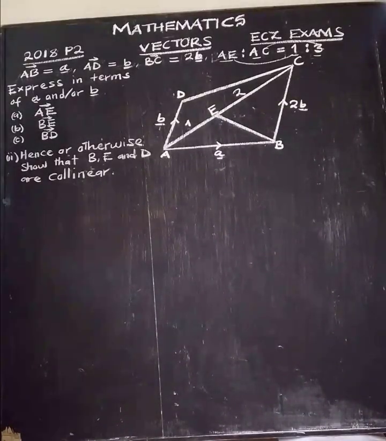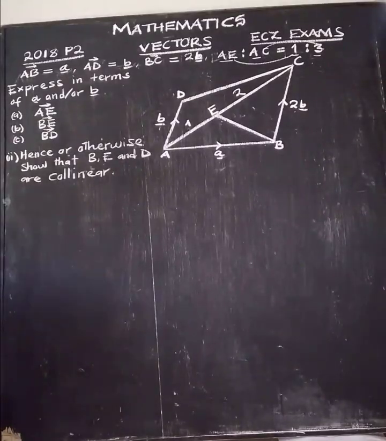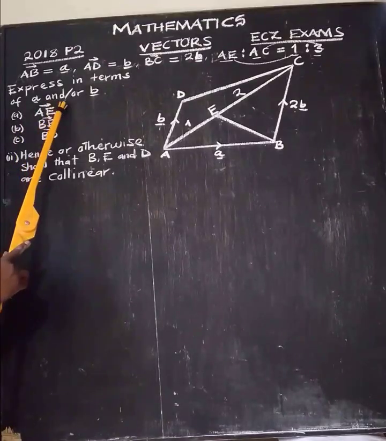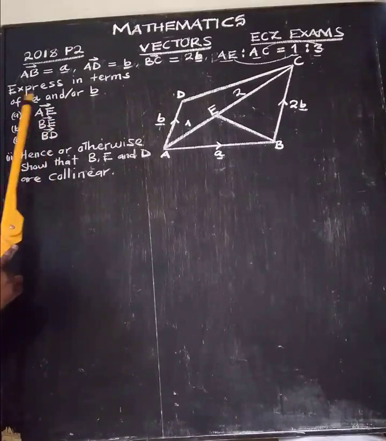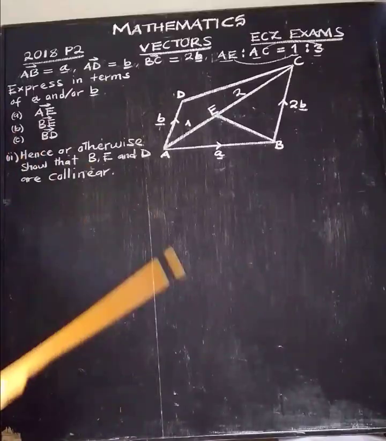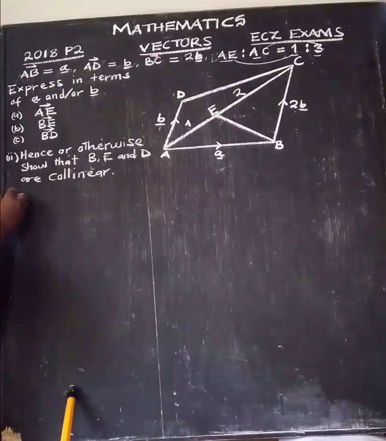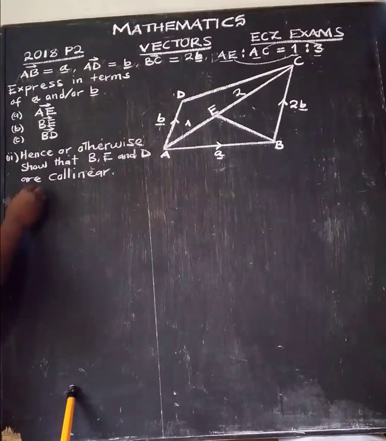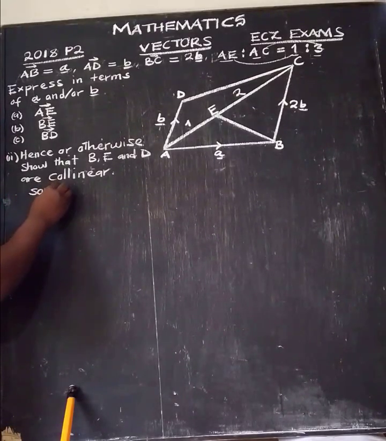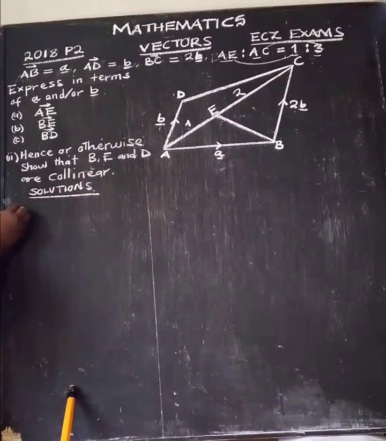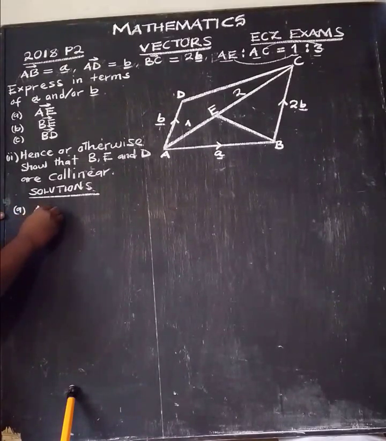The first one we are told to say express in terms of A and or B. Question A, AE. They want us to find AE. Question A. So solutions. Question A. They want us to find AE. From A to what? To E.